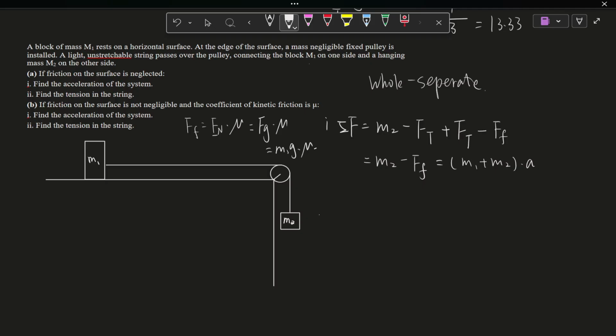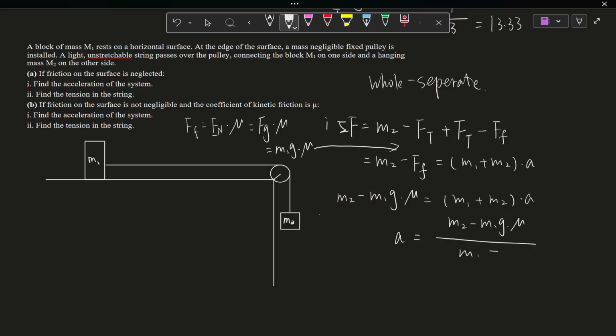Let's plug it in here. Then we will get m2g minus m1g times mu is equal to m1 plus m2 times a. And we can get a is equal to m2g minus m1g times mu over m1 plus m2. This is your answer. Not that complicated, right?